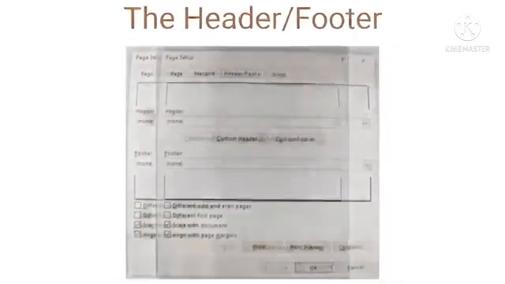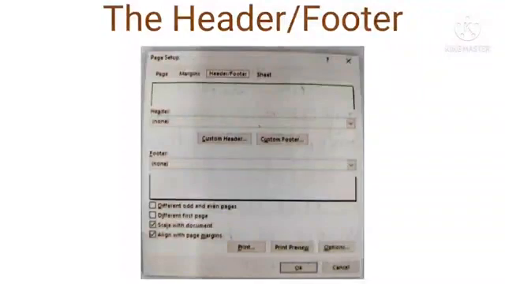Header and footer. The header is a line of text that is added at the top of every printed page. For example, the title of a book or chapter name. And the footer is a line of text added at the bottom of every printed page. For example, the page number. Students, we can also insert the date, time and other information such as a logo. This can be arranged to the left, center or right of the page.